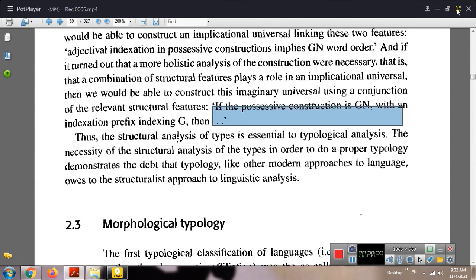Thus, the structural analysis of types is essential to typological analysis. The necessity of the structural analysis of the types in order to have a proper typology demonstrates the depth that typology, like other modern approaches to language, owes to being a structuralist approach to linguistic analysis.